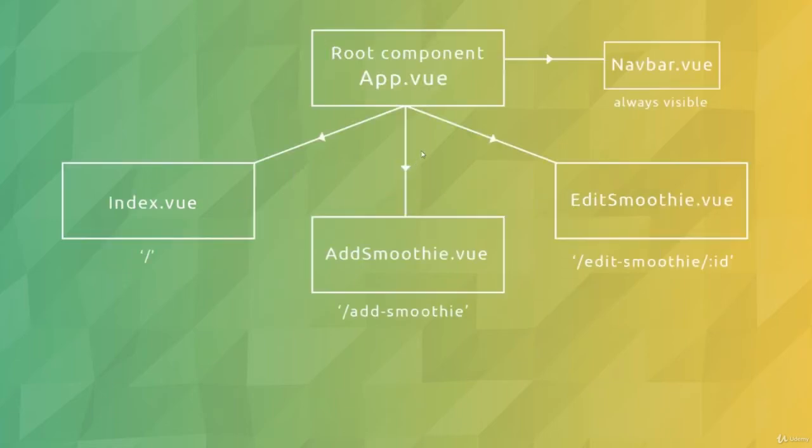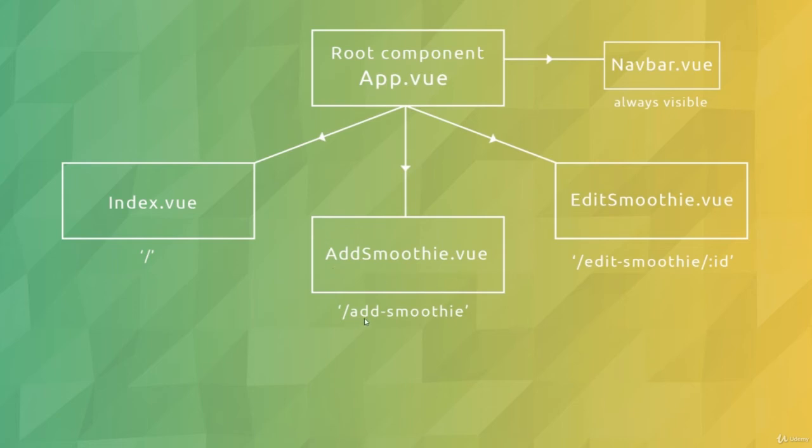So first of all, we'll have our root component sitting at the top. This is always rendered to the browser. Then we'll be nesting a navbar component, which is always going to be visible as well. That's just going to have a couple of links at the top. Then we'll be having an index.view component, and this will be like a home page, so that when we go to /, it's going to load up this index view, and that will list all of the different smoothies that are stored in our database.